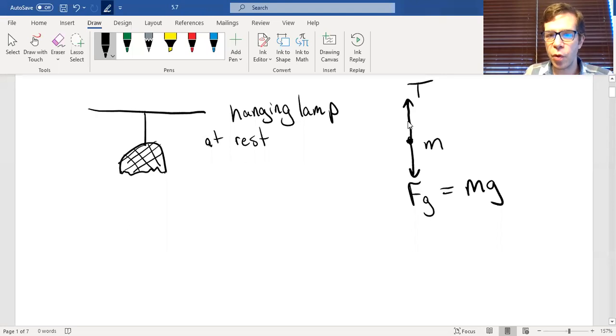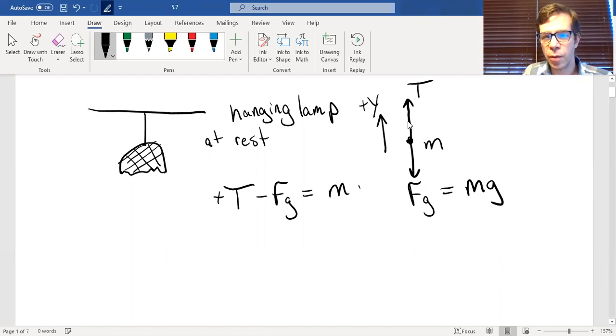If we set up our motion equations here, we'll need to choose a coordinate system. I'm going to choose up as the positive y direction. So then we have a positive tension minus the force of gravity is equal to ma. But we're told that it's at rest, so 0 for our acceleration. We get that the tension is equal to the force of gravity.